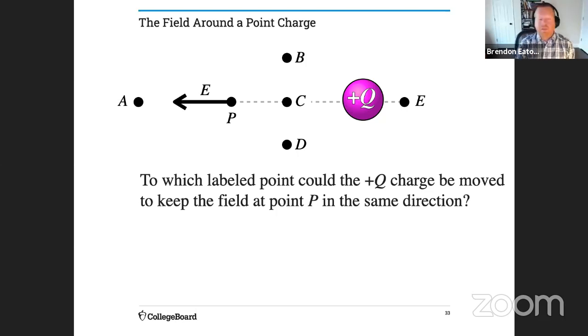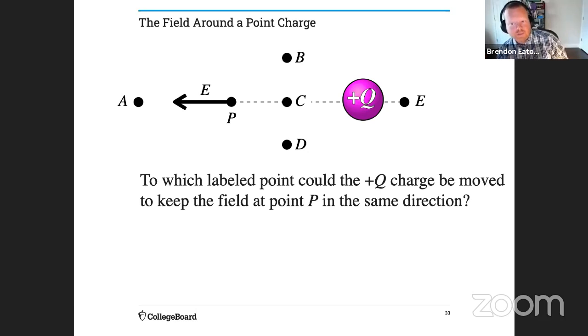Now, if you remember doing this in class, you know that the electric field on charge Q points up, it points left, it points right, it points down, and all angles in between. That field is emanating from this charge, right? So if you put the charge at point A, which way would the electric field point at point P? It would point to the right. So that's not one of my good choices.